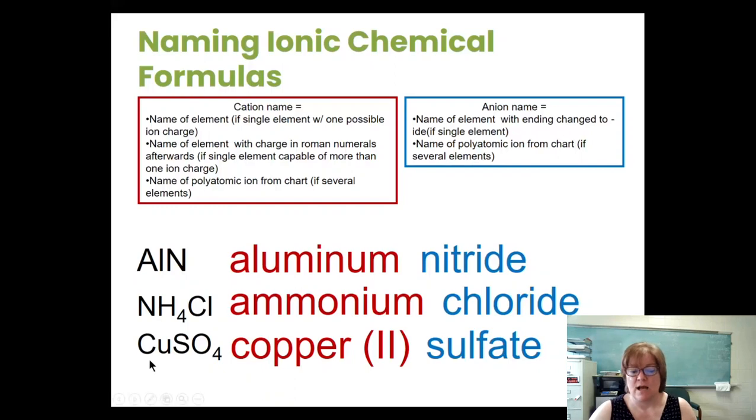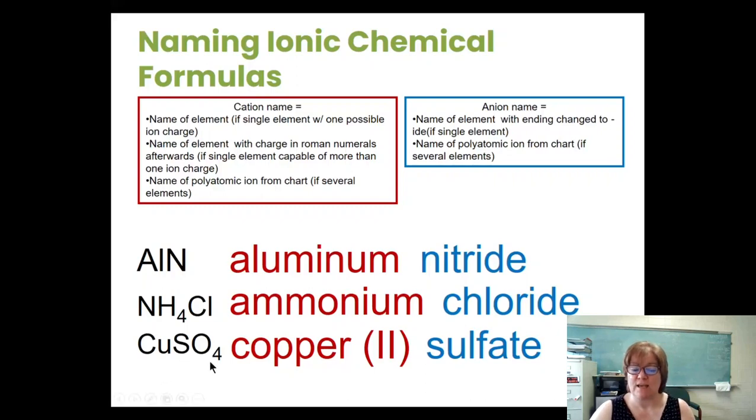Same thing here. I see CuSO4. I recognize, oh, SO4 is a polyatomic ion, so I'm going to break it there. So my copper is my positive ion. I'm going to call it copper. But when I look on that table to see what charge copper is, and can it be more than one charge, it can sometimes be +1 and sometimes +2. So I need to use some reverse math to figure it out.